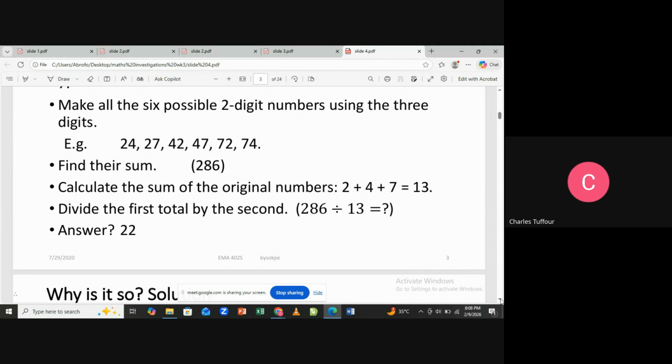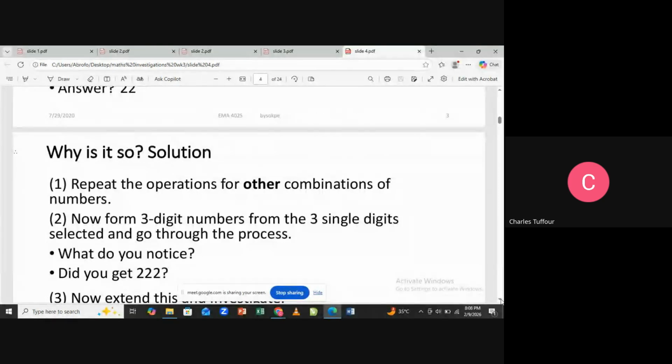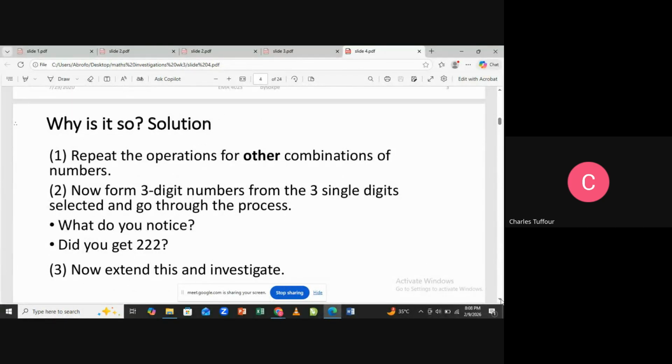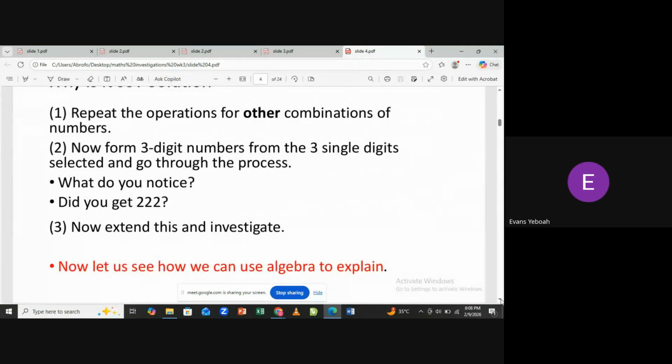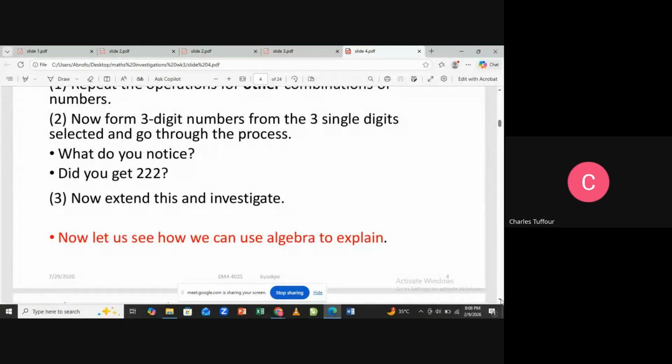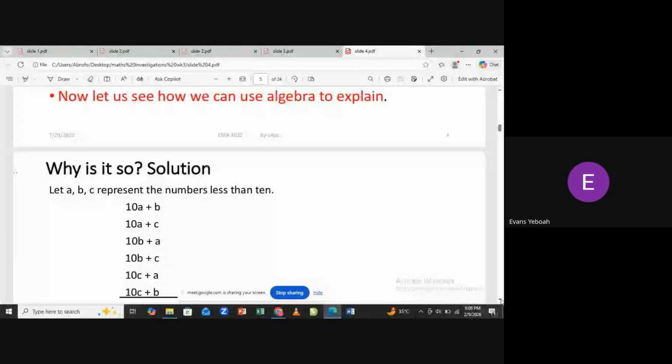Why is this so? Okay. So, at your own leisure, try 3-digit numbers. You try 3-digit numbers and see whether you get 2, 2, 2. Try it.